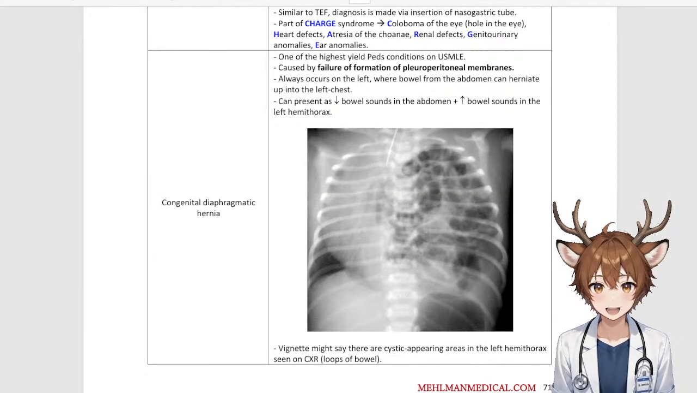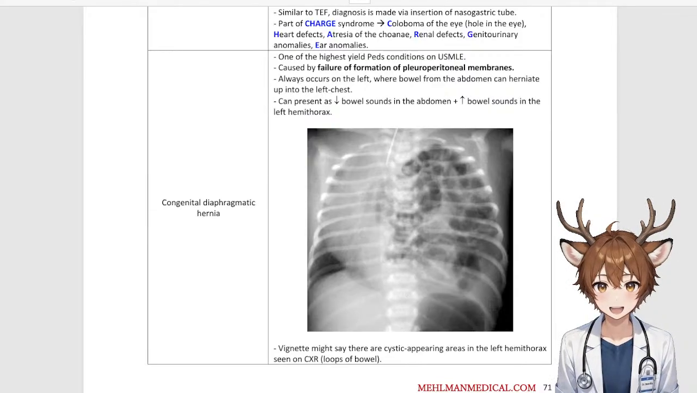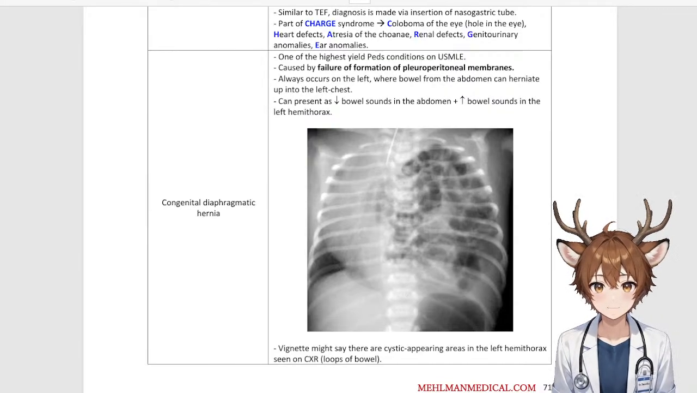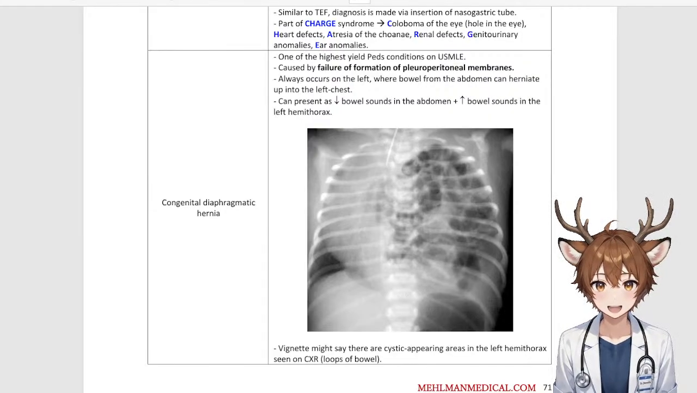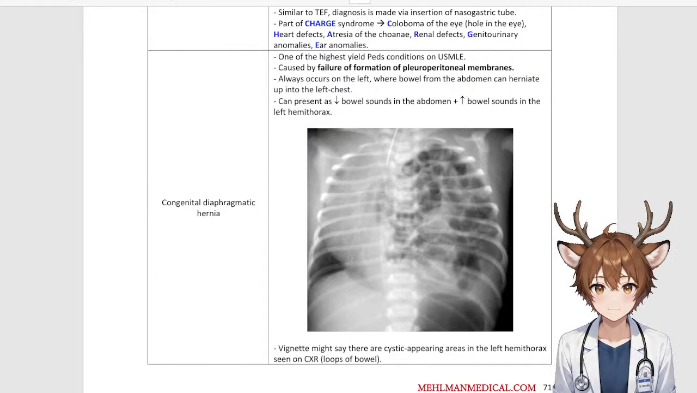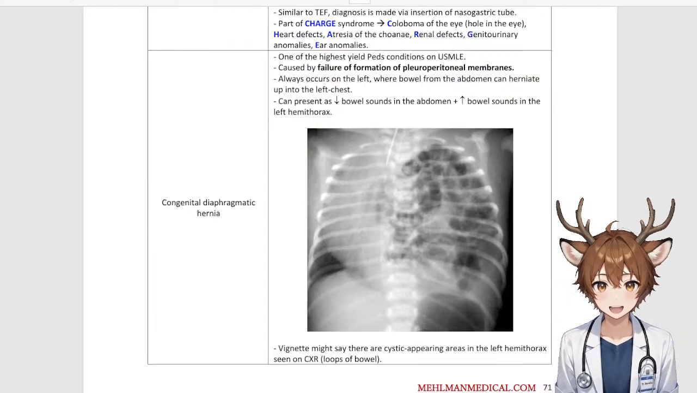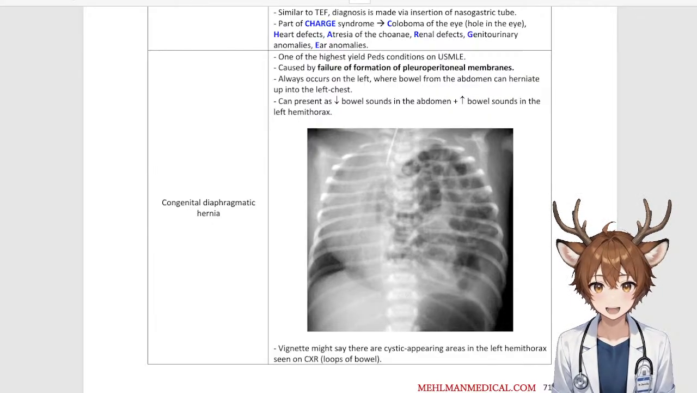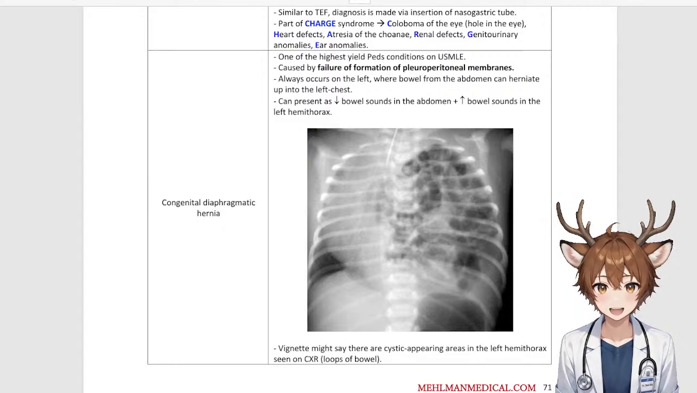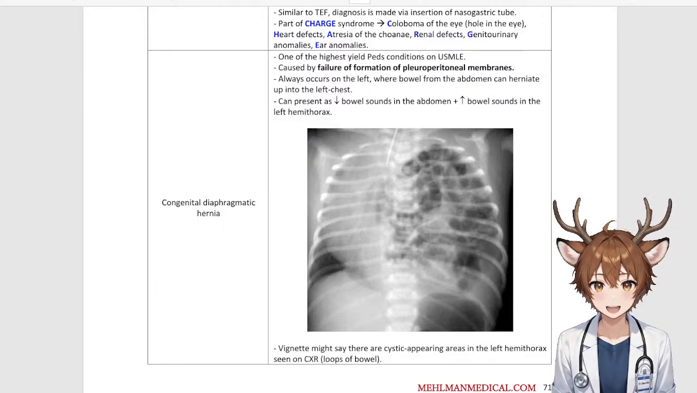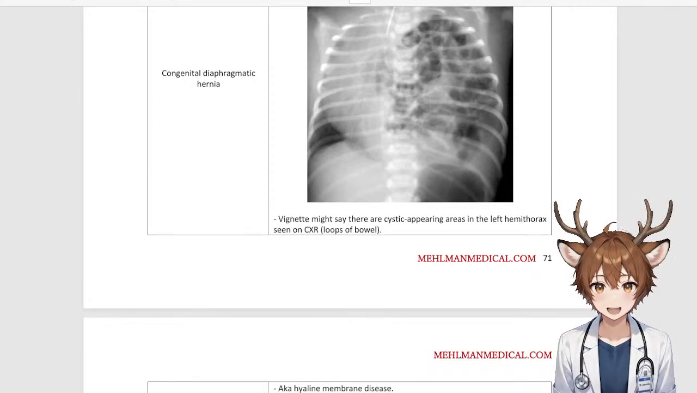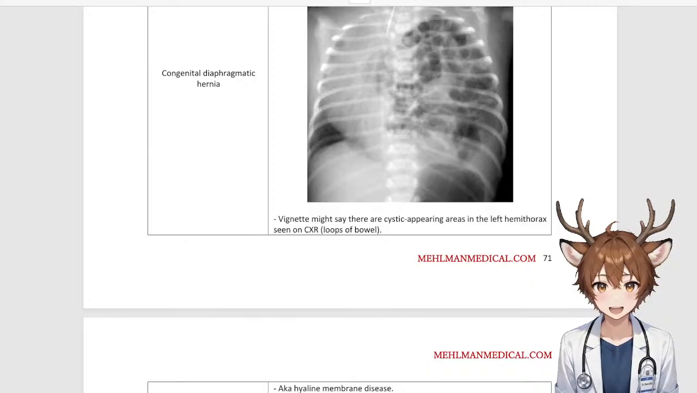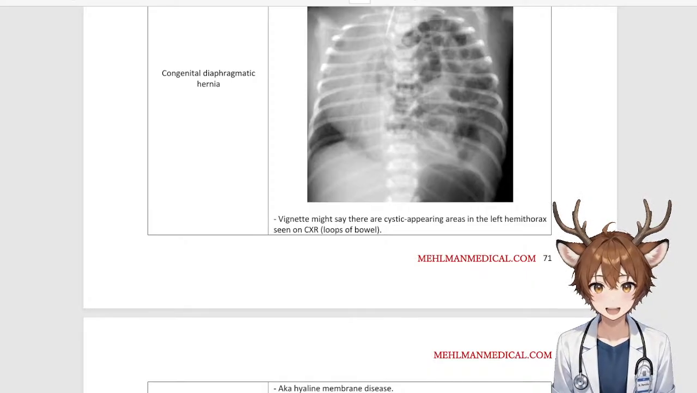Congenital diaphragmatic hernia, one of the highest yield peds conditions on USMLE, caused by failure of formation of the pleuroperitoneal membranes. Always occurs on the left side, where bowel from the abdomen can herniate up into the left chest. Can present as decreased bowel sounds in the abdomen plus increased bowel sounds in the left hemithorax. Vignette might say there are cystic appearing areas in the left hemithorax seen on chest x-ray, loops of the bowel.